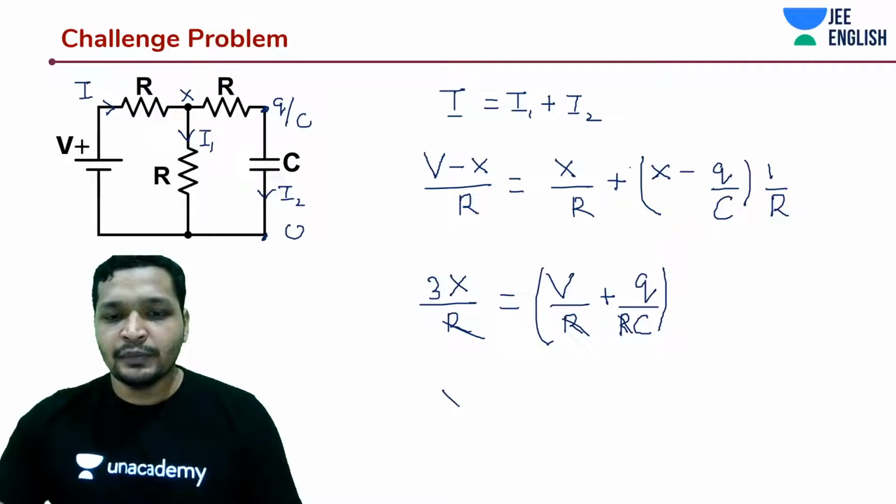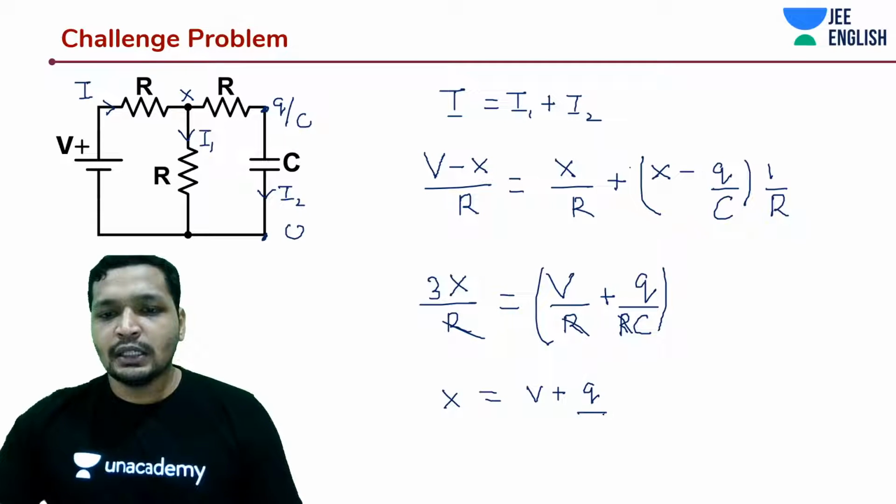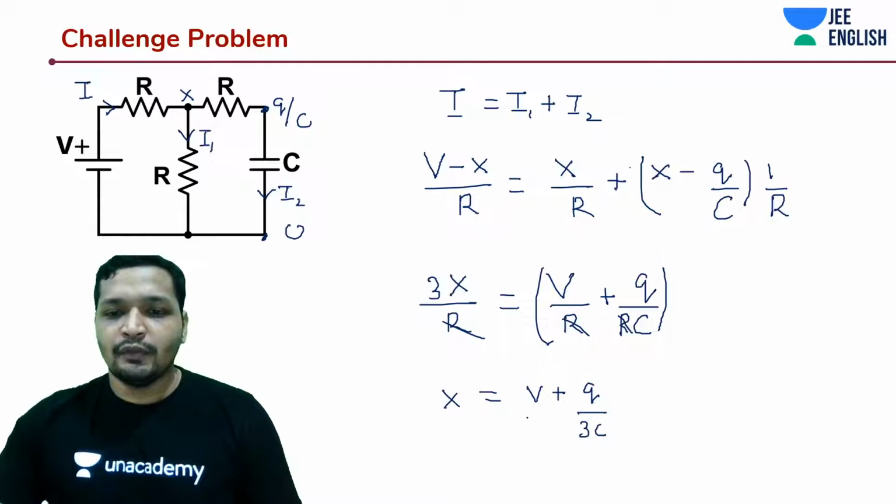You have some simple equation that's going to be something like V plus Q by 3C. V by 3 plus Q by 3C. Okay, that's it.